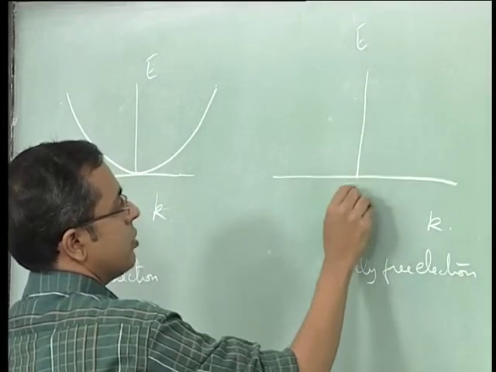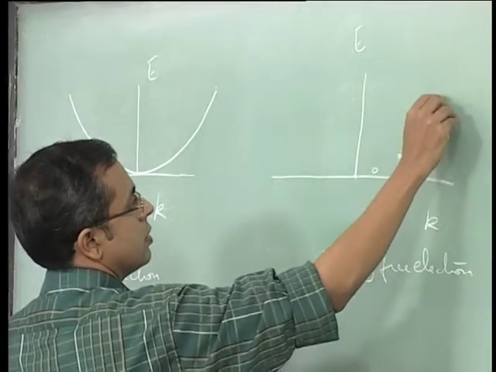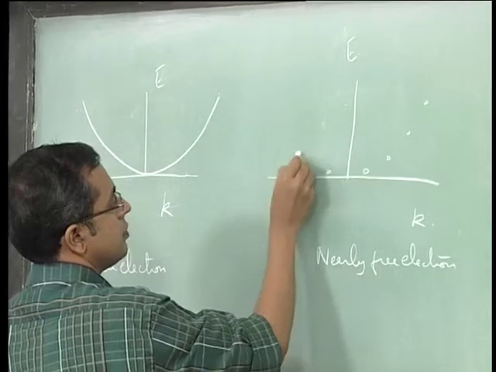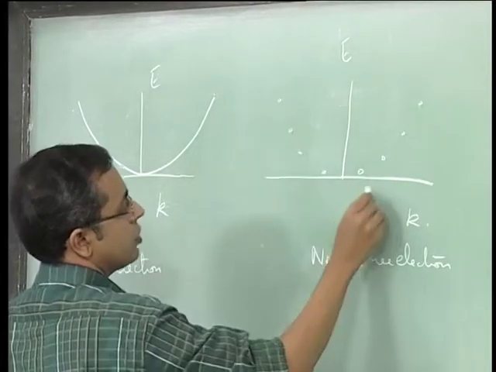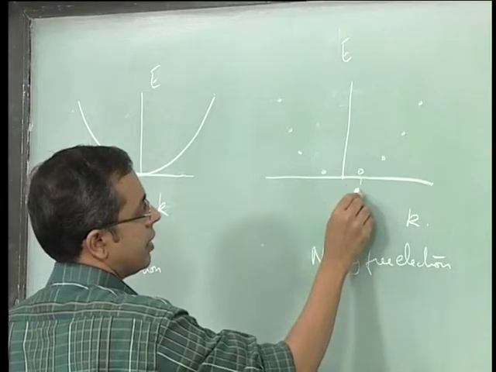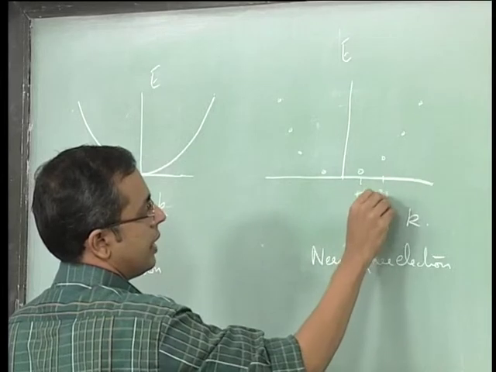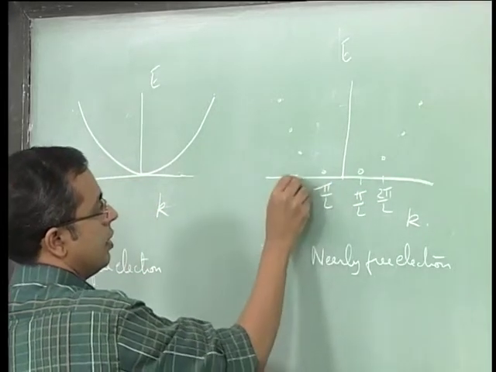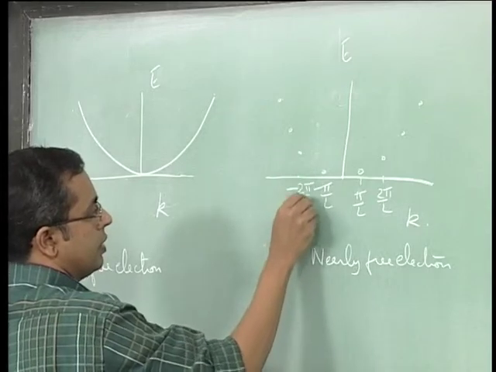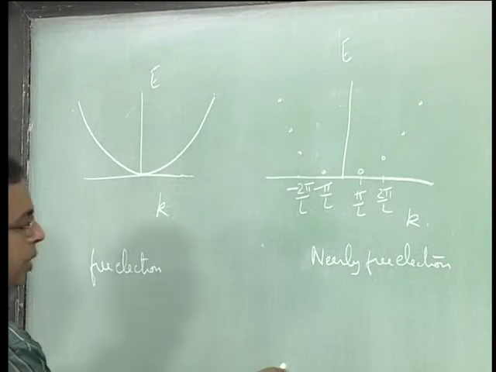Now only discrete values are allowed. And those values of k are n pi by L. So this is pi by L, this is 2 pi by L, this is minus pi by L, minus 2 pi by L, and so on. Okay, and this is for a bound electron.